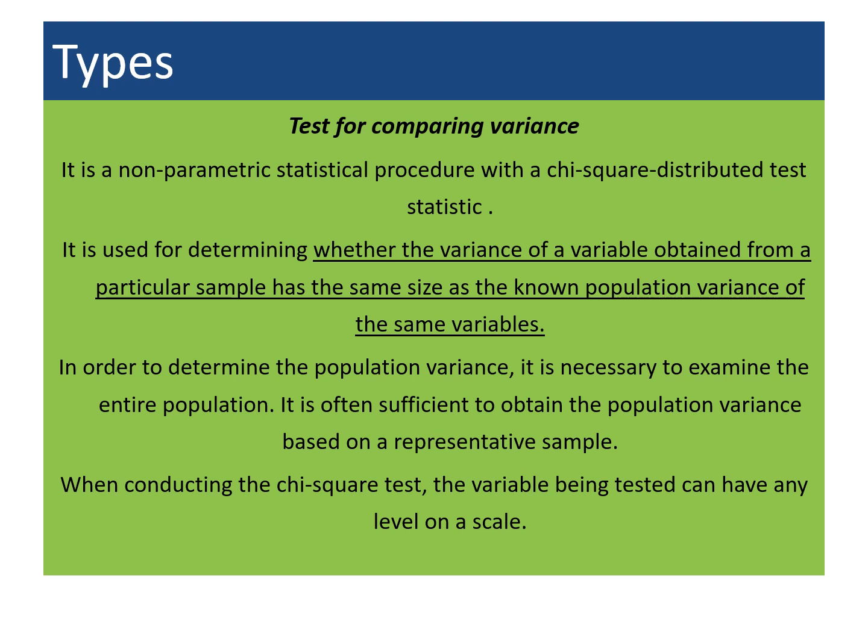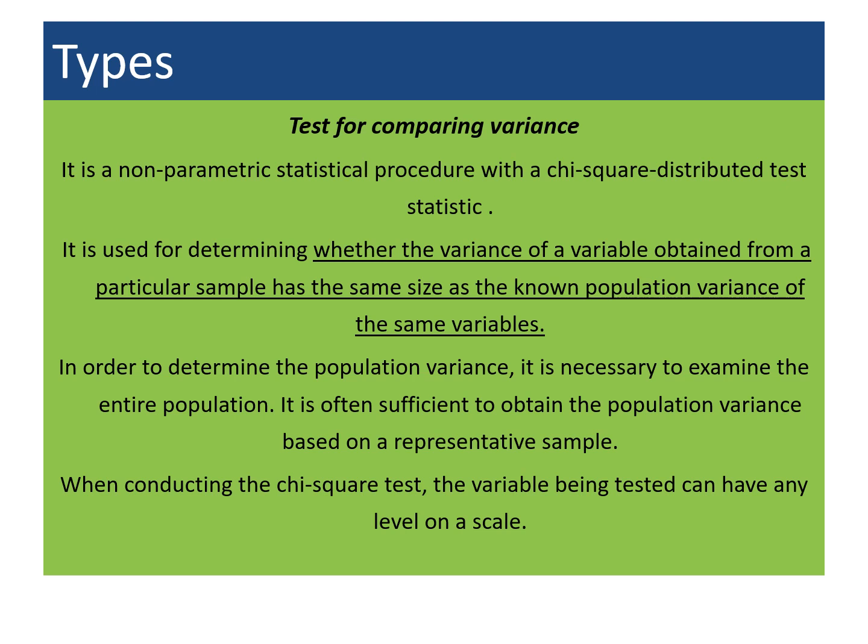This is the third type of chi-square test, for comparing variance, and it is obviously a non-parametric statistics. It is generally used to determine whether the variance of a variable obtained from a particular sample has the same size as the known population variance of the same variables. In order to determine the population variance, it is very much necessary to examine the entire population. And you know, it is a little bit difficult for our psychological researchers. It is often sufficient to obtain the population variance based on a representative sample.